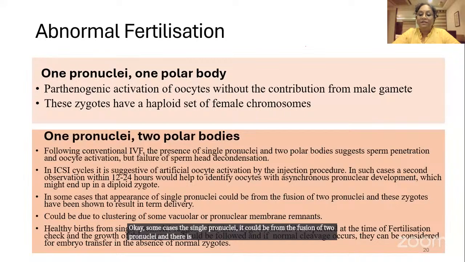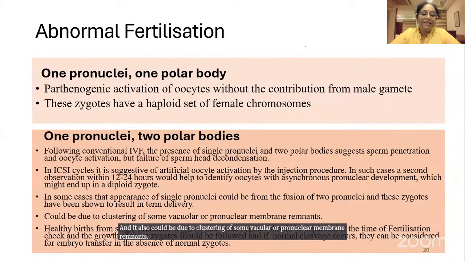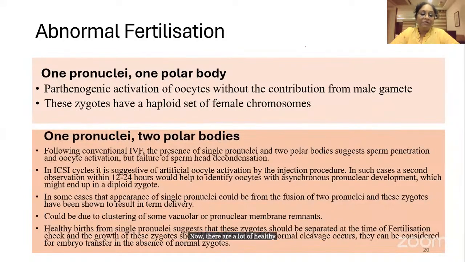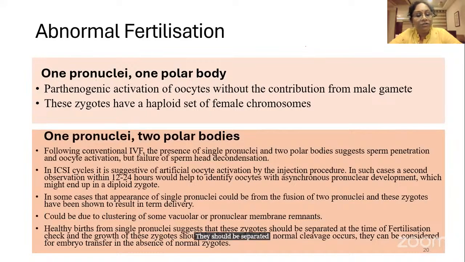evidence in the literature that these zygotes have been shown to result in term delivery. And it also could be due to clustering of some vacuolar or pronuclear membrane remnants. Now, a lot of healthy births have been reported from single pronuclei. So what does this suggest? That whenever you see a single pronuclei with two polar bodies, do not discard it. They should be separated at the FERT check and they should be followed.